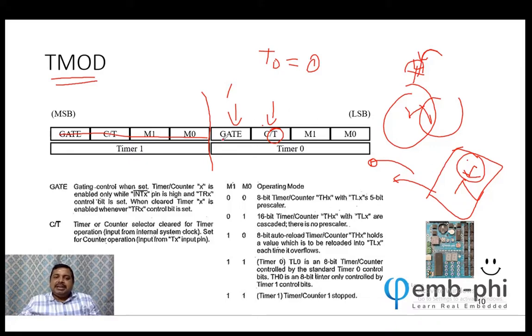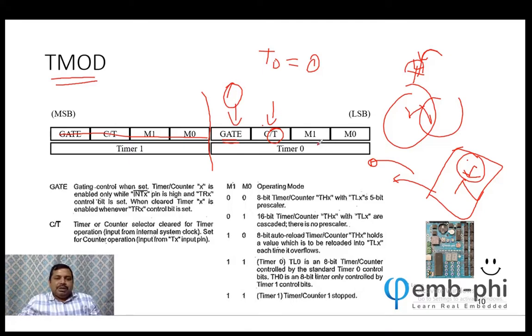The same way is the gate. So what is the meaning of gate? The meaning of gate is whether we want to start the timer internally or externally. That is the meaning of this. Currently we want to take it internally, so we will make it 0 here. So this is also 0, and this is also 0.